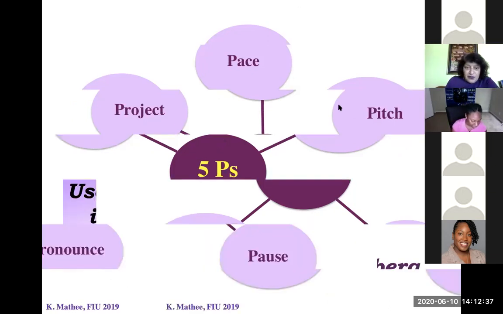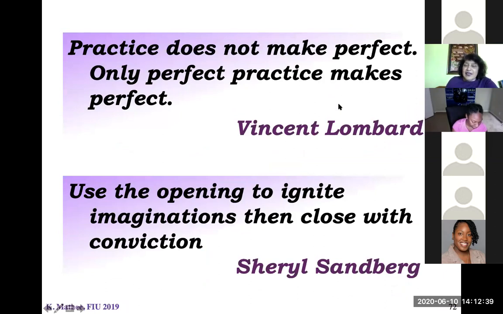All right, so practice does not make perfect, but only perfect practice makes perfect. So you've got to practice all the time, perfectly, to make it perfect. And use the opening to ignite. Remember, I told you about background openings, then close with a conviction.